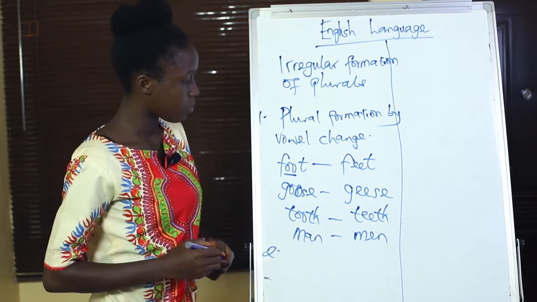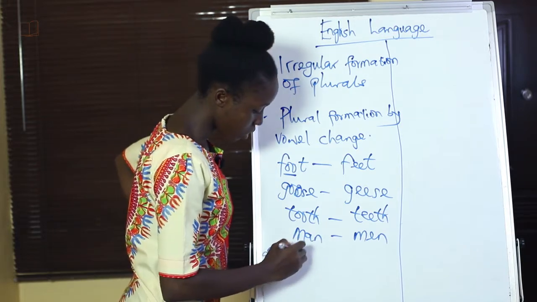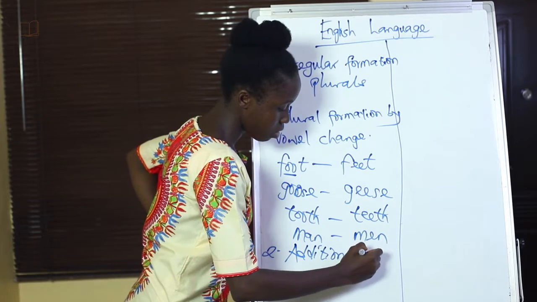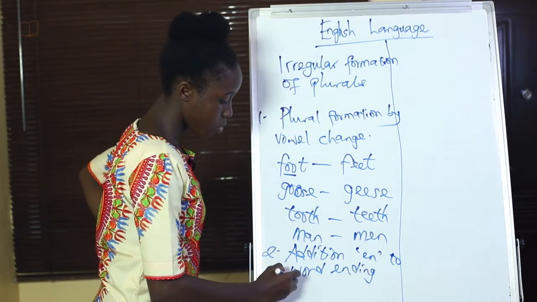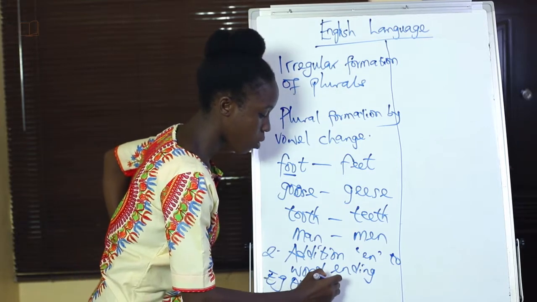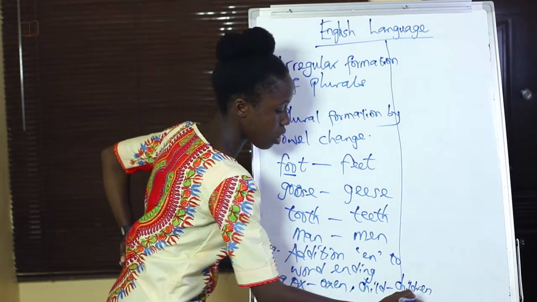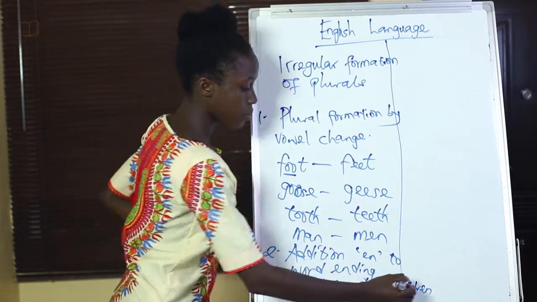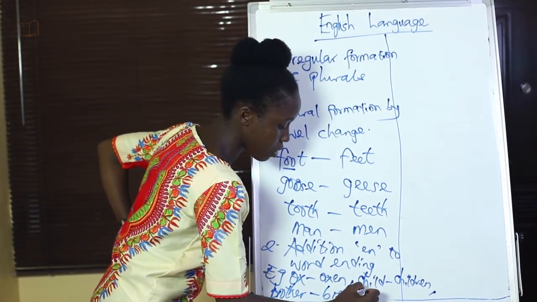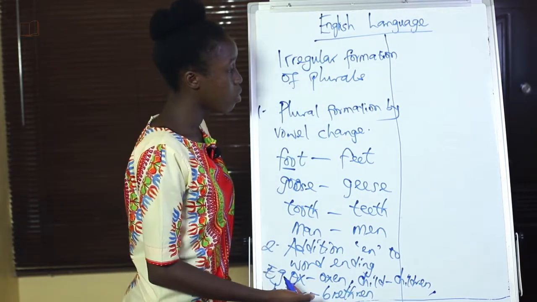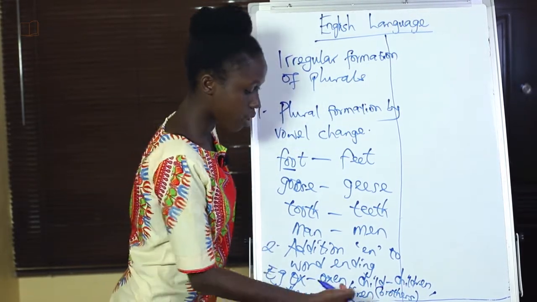We'll be moving to another form of irregular formation of plurals for nouns. The second one is you add en to the end of the word. For example, we have ox, oxen; child, the plural is children. You add en to the ending of those words. We have another example, which is brother: brethren. Though there is an exception, you can have the regular formation of plurals for it, which is brothers. So you can have brother, brothers, brother, brethren.